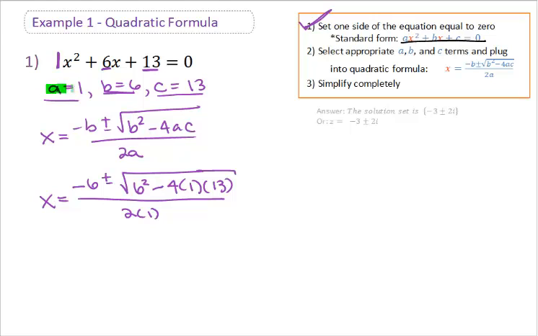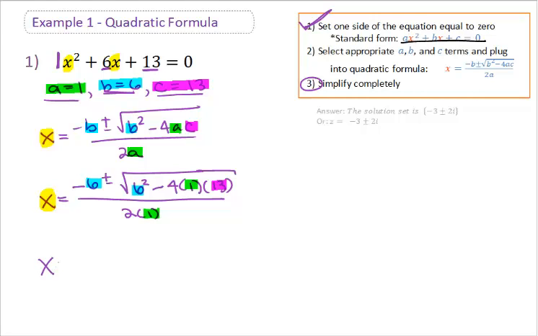So again, a is 1, so I put it into my a places, which is here and here. My b is 6, so I put it into my b places, which is here and here. And my c is 13, so I plug it into my c places, which is just right here. And, of course, whatever your variable is, that is the variable that you should be using over here. So I have everything plugged in appropriately, so let's just simplify. That's our step number 3.